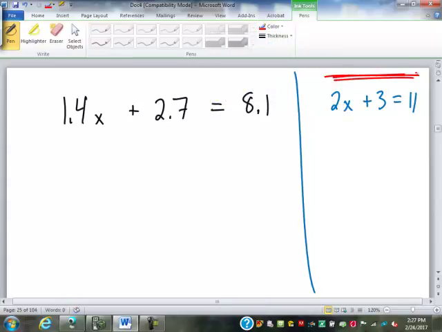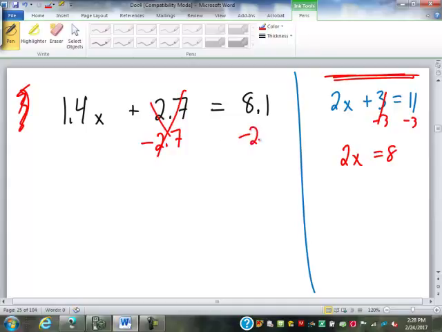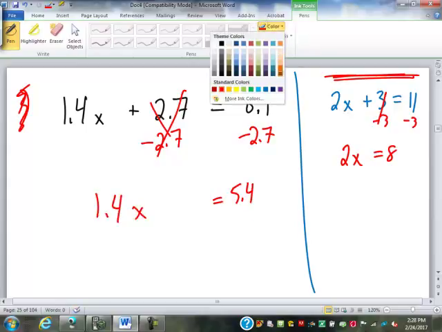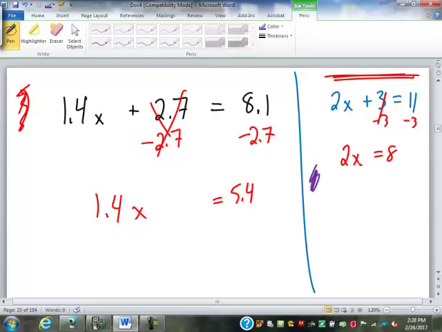Over here on the right side, what would I do first to try to solve this equation? Subtract 3. I would subtract 3. So 2x equals 8. On the left side over here, what would that first step be? Subtract 2.7. I would subtract the 2.7. So 8.1 minus 2.7 is 5.4. Back over here on the right side, what would be my last step? Divide by 2. I would divide by 2. So x equals 4. On the left side here, what would be the next step? Divide by 1.4.